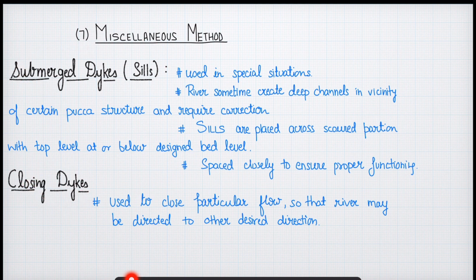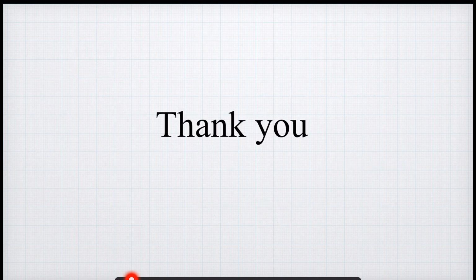Closing dikes are used to close a particular flow so that the river may be directed in another desired direction. So just to change the flow of the river temporarily, we create the closing dikes. These are certain structures by which the river is trained to behave in a desired way. So this is all about the river training structures, and through this we have completed our topic on river training works.